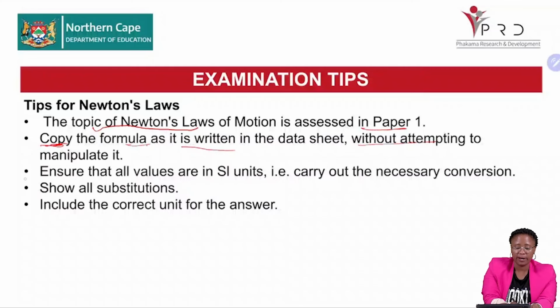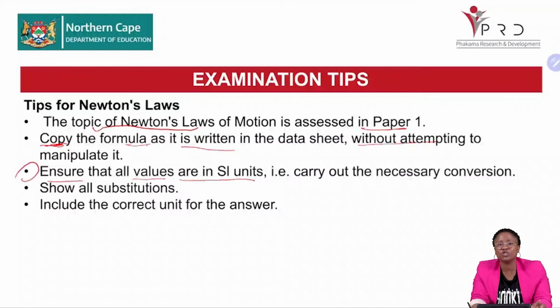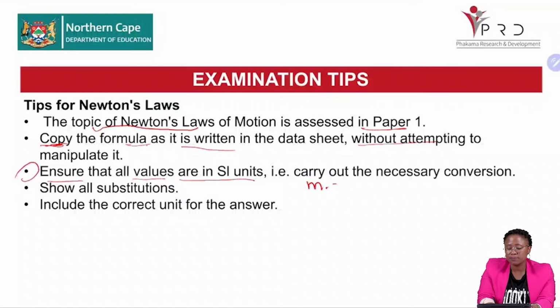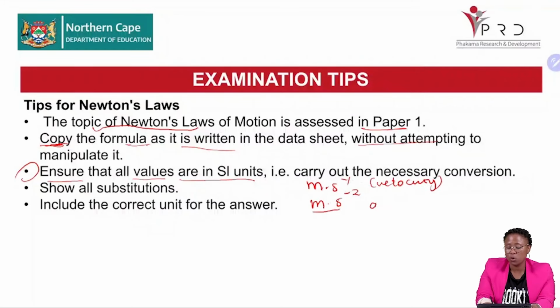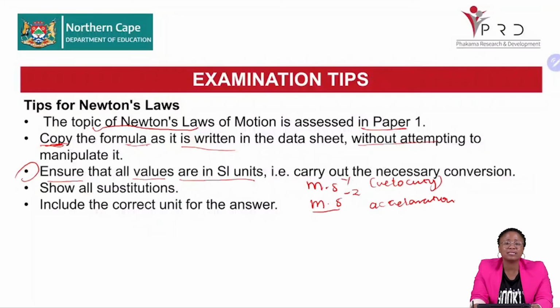Now, another thing that I want to make sure is to ensure that all values are in SI units, and all your SI units are correct, especially in this chapter. You normally confuse meters per second with meters per second squared. Remember, meters per second, we are talking about velocity or speed, and meters per second squared, we are talking about acceleration. Okay, please take note of that. It is very, very, very important.